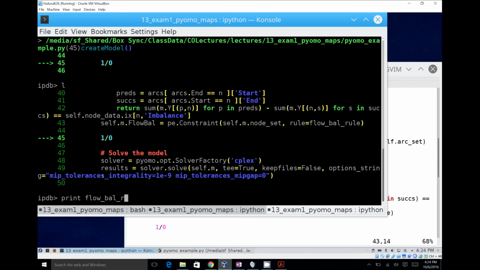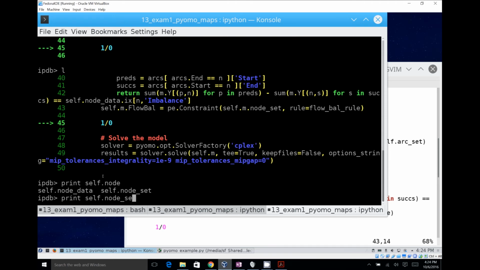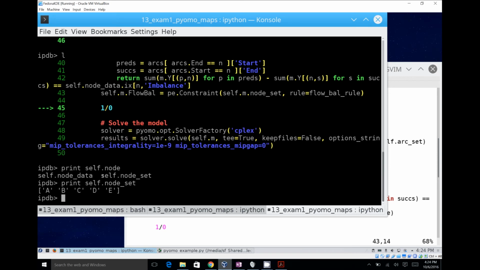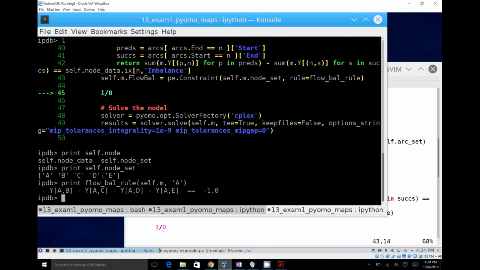So I forgot exactly what our node names are. So let's first print self.nodeset so that we can remember what our node names are. So they're A, B, C, D, and E. So let's print flow balance rule and pass in self.m and the node A. Okay. So what that does is it calls that constraint function for node A, and this is the constraint that got built up for node A.